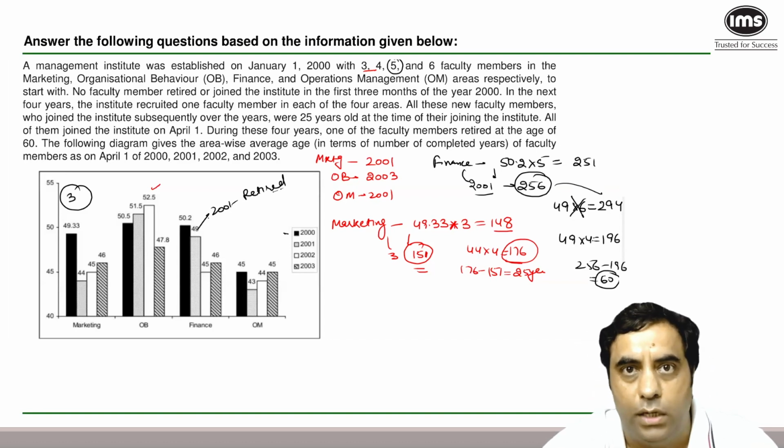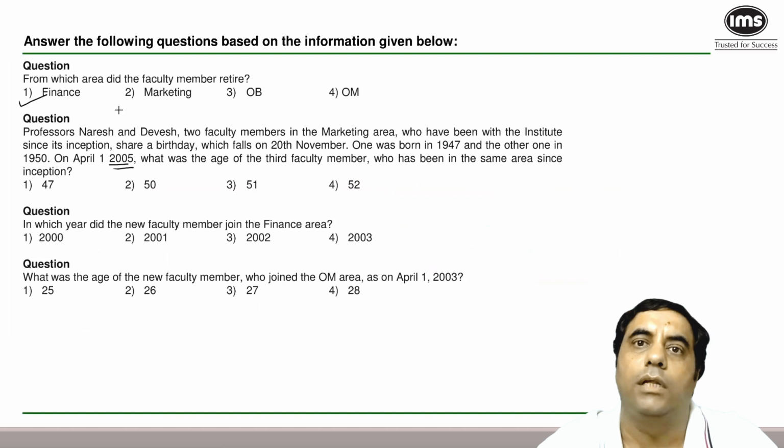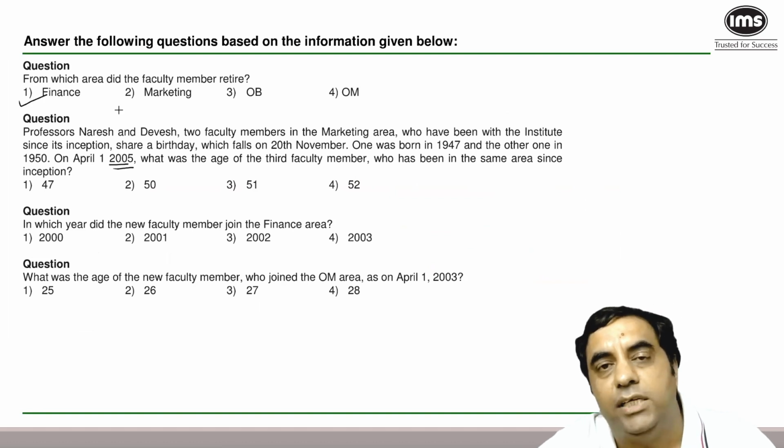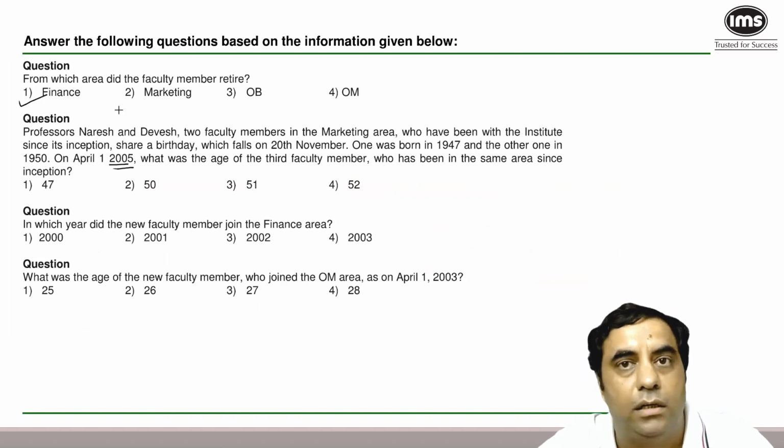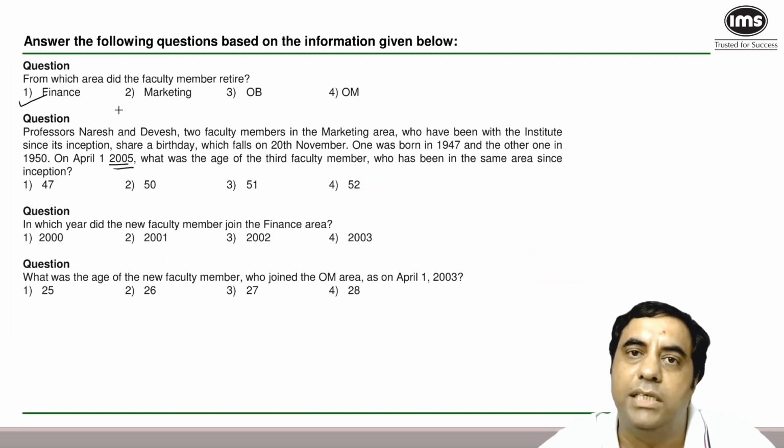They're not asking in 2000. They're asking what is the age of the third member in the year 2005. So what we do is calculate the age of that person in the year 2000, and then adding 5 to that will give me the answer, right?